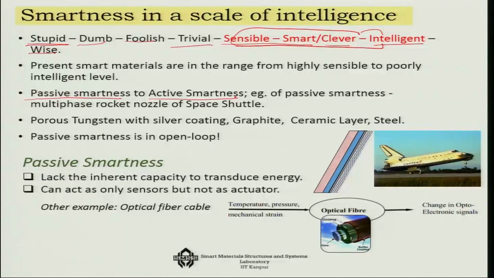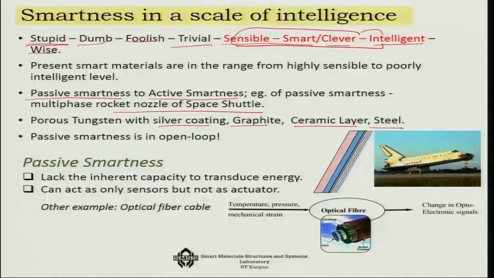Passive smartness, I can give you an example. It's like the rocket nozzle of a space shuttle. If you look at it, you would see that it consists of several layers. For example, it has a layer of silver coating, then graphite, silver coating, graphite, ceramic layer, and steel. Each layer is intelligently kept in order to do certain things. For example, silver coating, what does it do? It actually spreads the temperature over the graphite layer very uniformly, and that helps to avoid any thermal stress concentration.